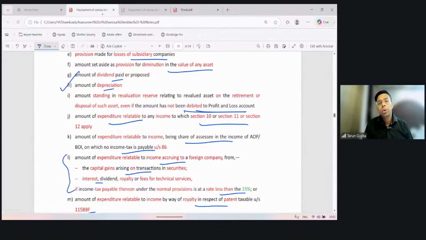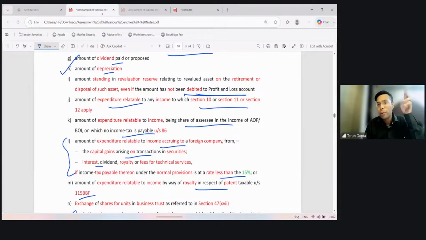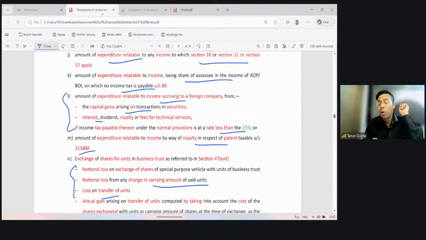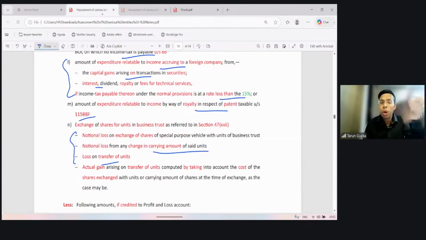Then expenditure in relation to exempt income under sections 10, 11, 12, and income from share of profit in the AOP, the capital gain income of a foreign company from transactions in securities, interest, dividend, royalty, FTS, if taxable at a lower rate than the MAT rate. Then royalty in respect of patent, taxable under section 115BBF. Then notional gain or loss on account of units of a business trust is ignored, and only actual gain or loss is treated. So these items are similar in add and less.